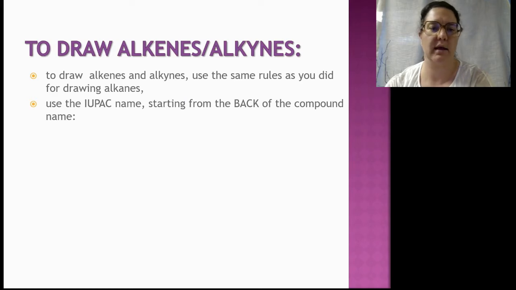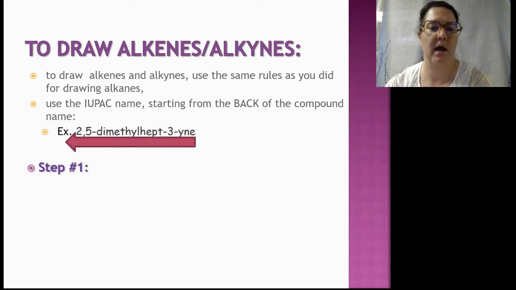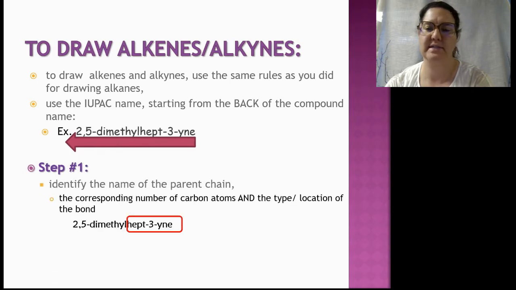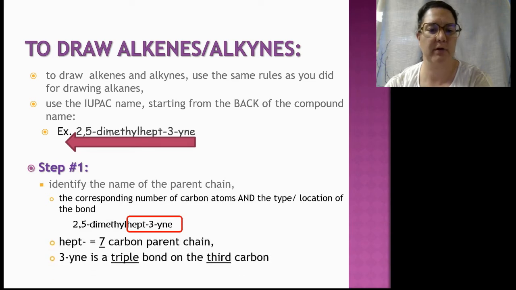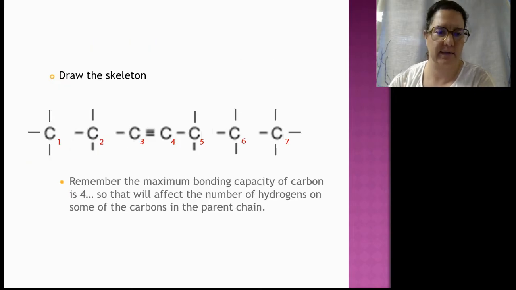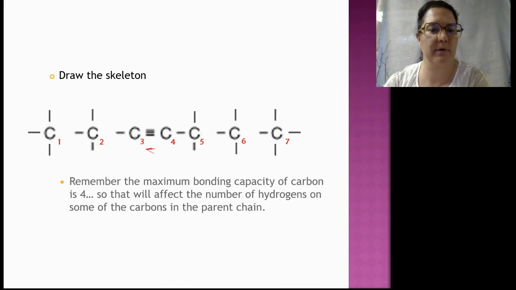To draw alkenes and alkynes, we're going to follow the same steps that we did for alkanes. We're going to start from the back and move forward. So we have hept-3-yne. That's our parent chain. It gives us the type of bond and the location of the bond. So it's a 7-carbon parent chain, and it has a triple bond on the 3rd carbon. So we're going to draw that skeleton: 7 carbons, triple bond at the 3rd carbon. The maximum bonding capacity of carbon is 4, so that's going to affect the number of hydrogens, because we don't have any other space for hydrogens on carbon 3 or 4.